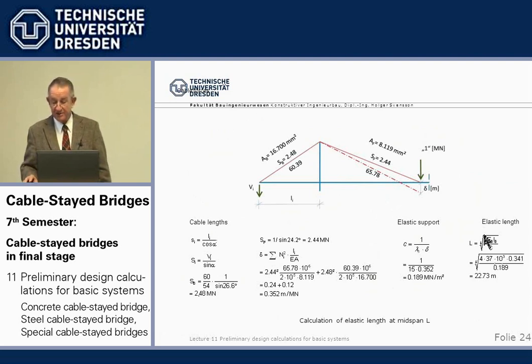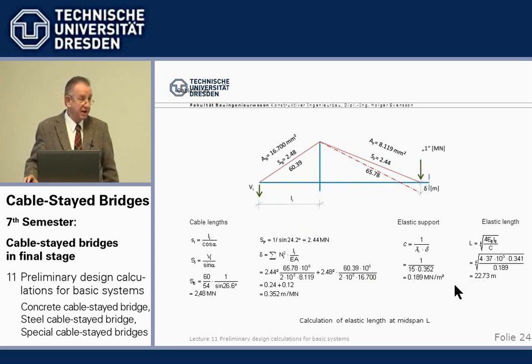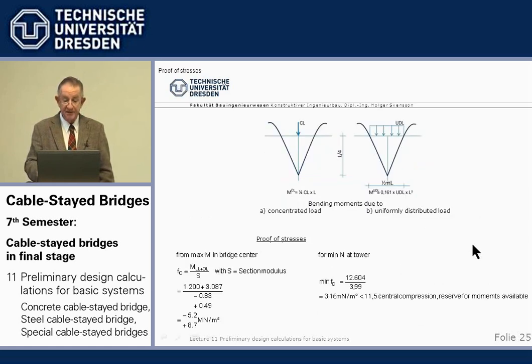So we have to calculate the fourth root from the beam modulus of elasticity, the beam moment of inertia, and the elastic support. And then we come to something always in the range for typical cable-stayed bridges: 20 meters is the elastic length. And then it's easy.